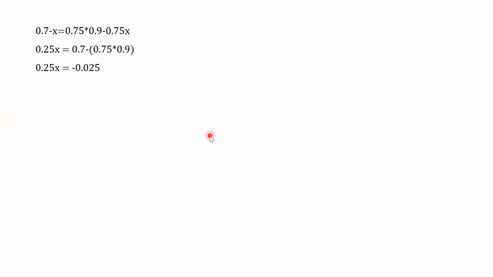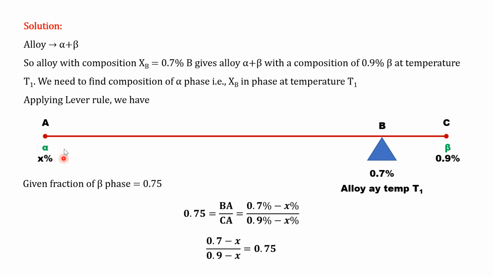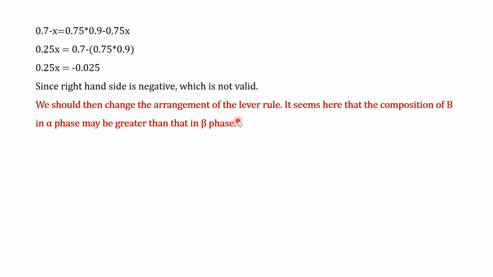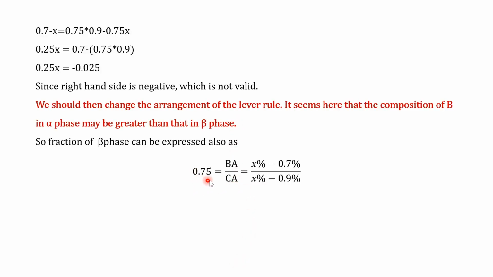Therefore, we have to change the arrangement of the lever rule. Instead of assuming alpha here, we have to assume alpha on the other side. So then this entire equation we have to just flip. Both numerator and denominator we are flipping, therefore there won't be any sign change. So then it will come as 0.75 is equal to (x minus 0.7) by (x minus 0.9). Hence, x will be 0.1.